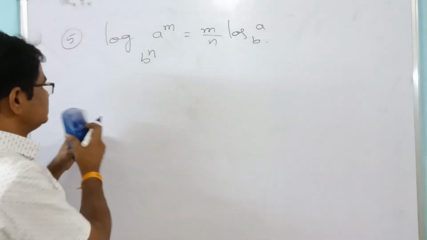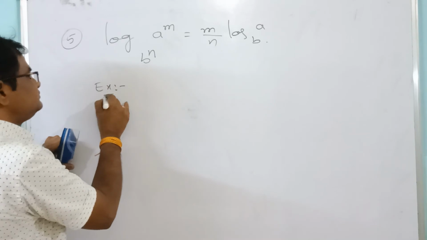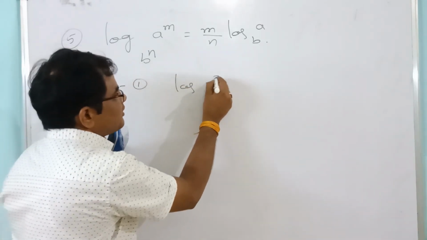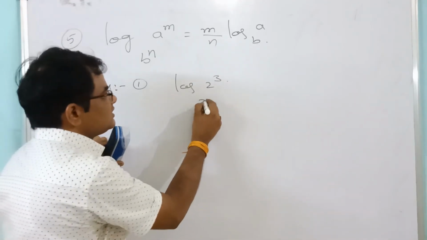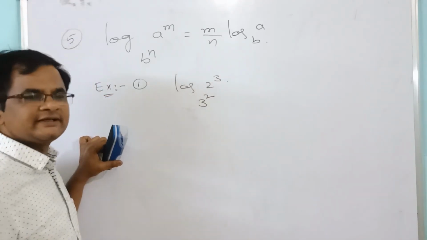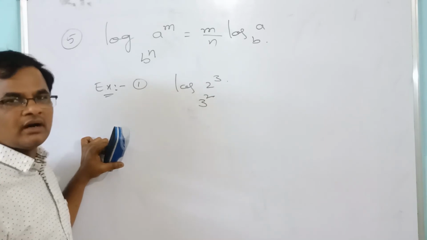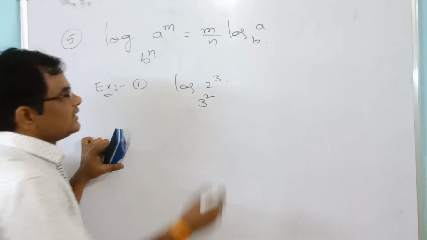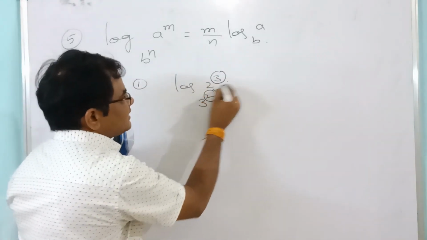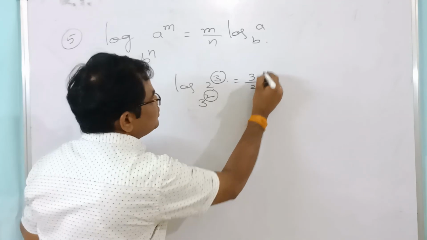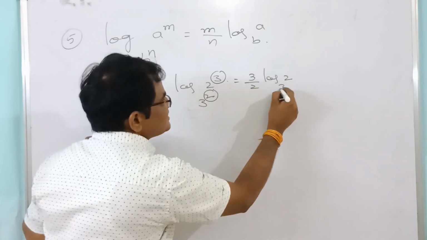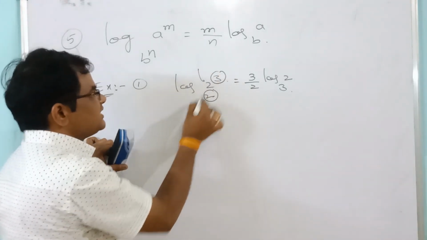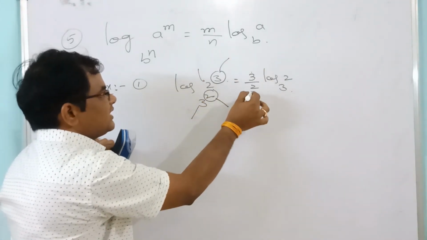So if you take one example, log of 2 to the power of 3, 3 to the power of 2. How to get it? Here, how to write? 3 by 2 log 2 to the base 3. That's it. Correct? This is a, this is b, this is m, this is n, m by n, log 2 base 3.